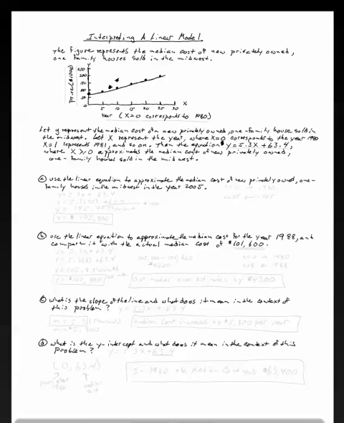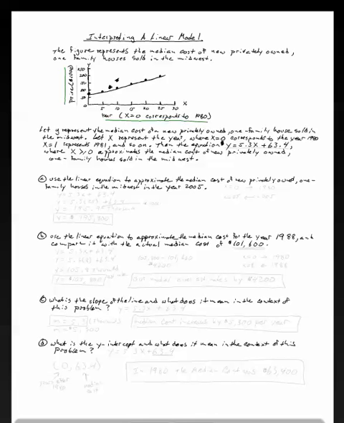So we want to talk about interpreting a linear model. It says the figure represents the median cost of new privately owned one-family houses sold in the Midwest. They give us this diagram, and you can see that the points don't exactly lie on the line. Some are a little bit above, some are a little bit below, but it's close. The x-axis corresponds to the year, and the y-axis is the price.